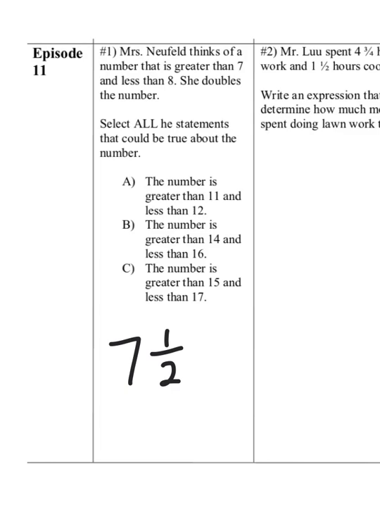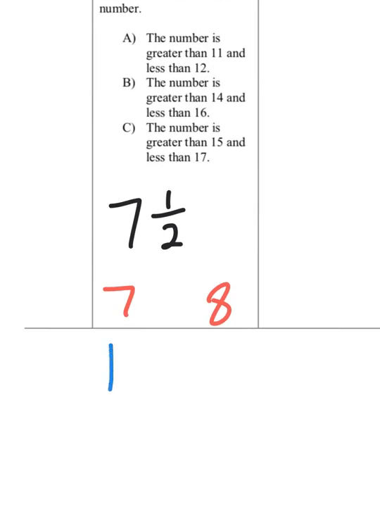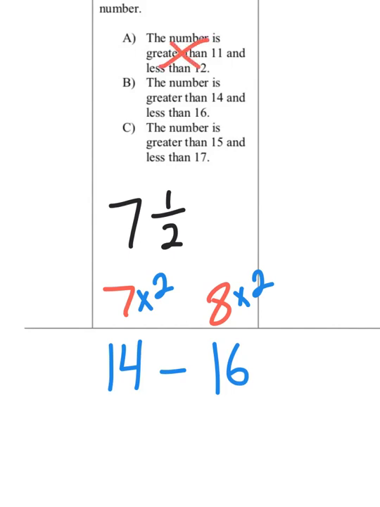So it'll be 7.5. And if she doubles it, then it has to be greater. If it's 7 or 8, if she doubles it, it has to be 14 through 16, because 7 times 2 is 14 and 8 times 2 is 16 when you double it. So it will be anywhere between 14 and 16. So look at A. A says the number is greater than 11 and less than 12. That is going to be wrong, because the minimum you can have is 14.